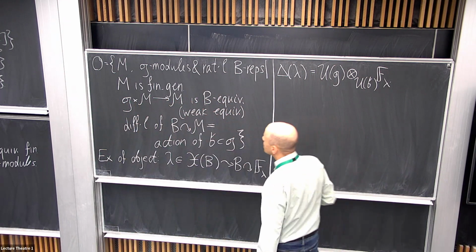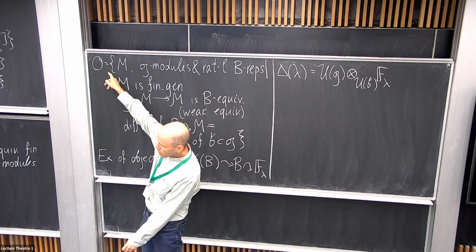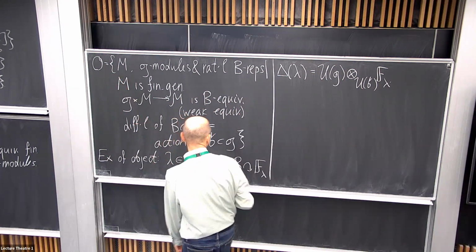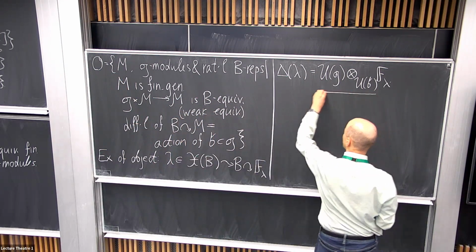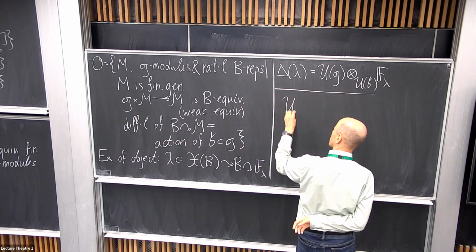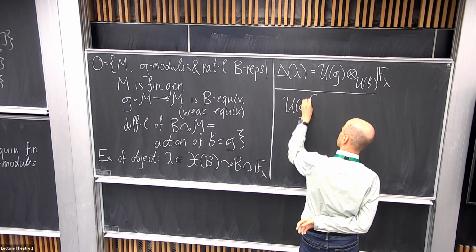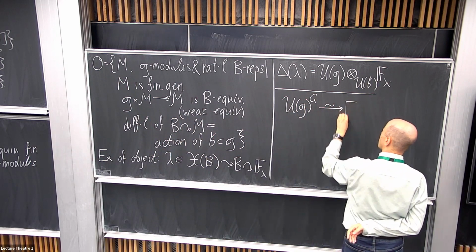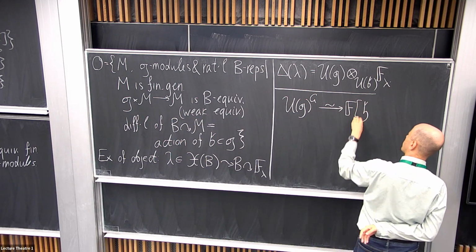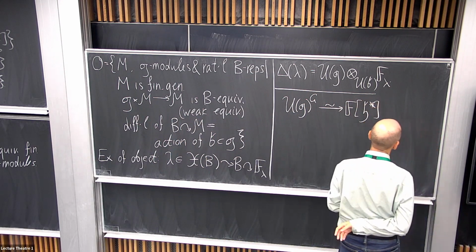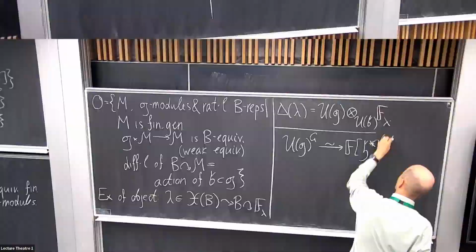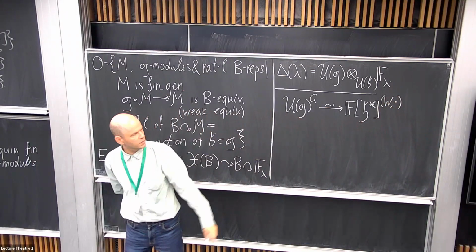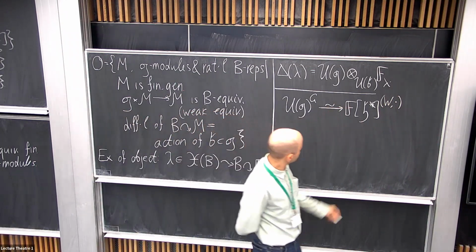Now, that's not quite the category that I want. I want to care about a certain direct summand in this category, the so-called principal block. To define this, let's recall that we still have a Harish-Chandra isomorphism between G invariants in the universal enveloping algebra and W invariants in the dual of the Cartan under the dotted action of the Weyl group. That's a rho-shifted action. That's the Harish-Chandra isomorphism.